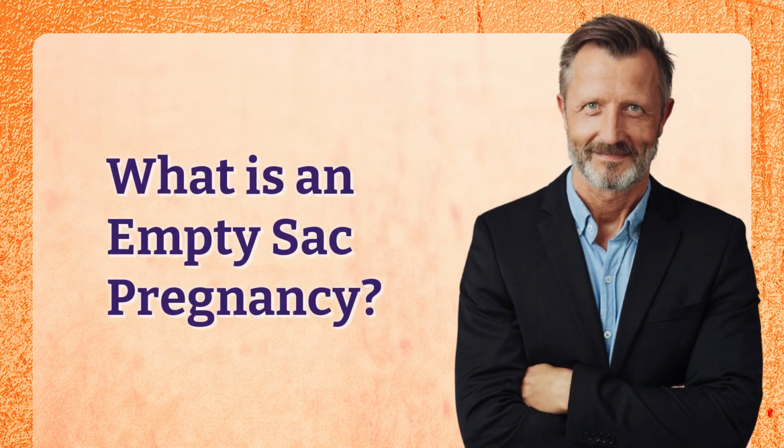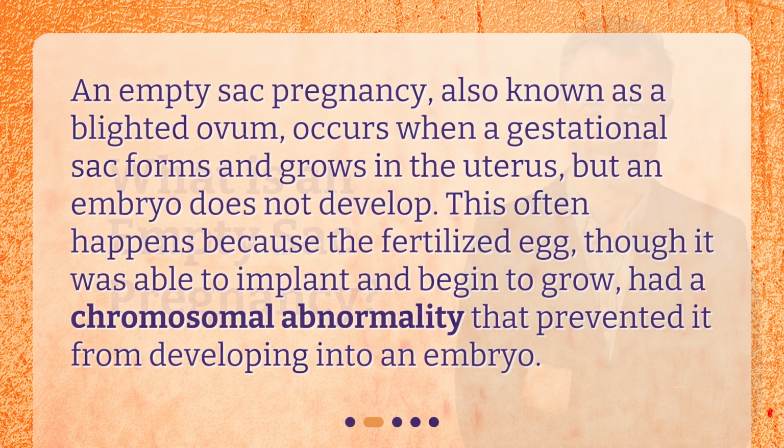What is an empty sac pregnancy? An empty sac pregnancy, also known as a blighted ovum, occurs when a gestational sac forms and grows in the uterus, but an embryo does not develop. This often happens because the fertilized egg, though it was able to implant and begin to grow, had a chromosomal abnormality that prevented it from developing into an embryo.